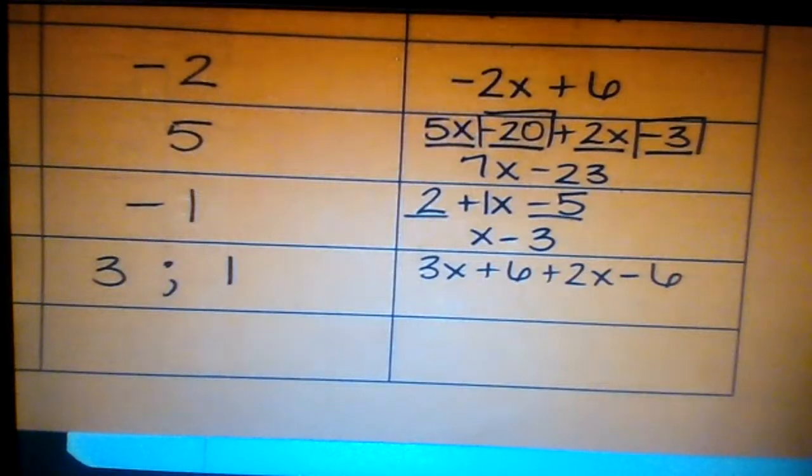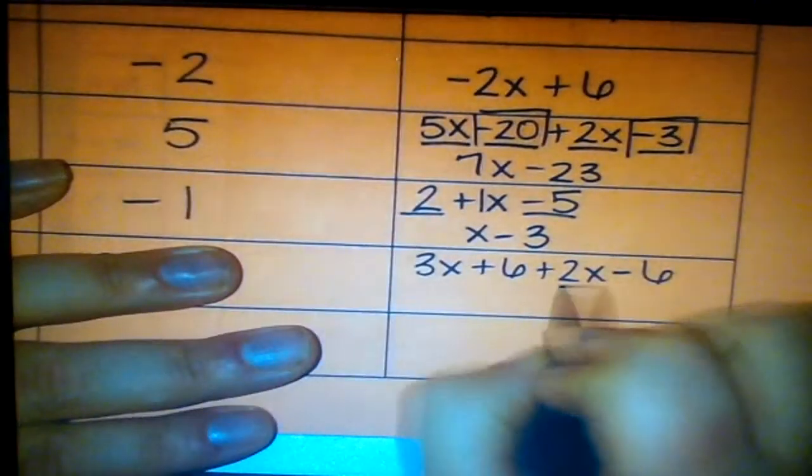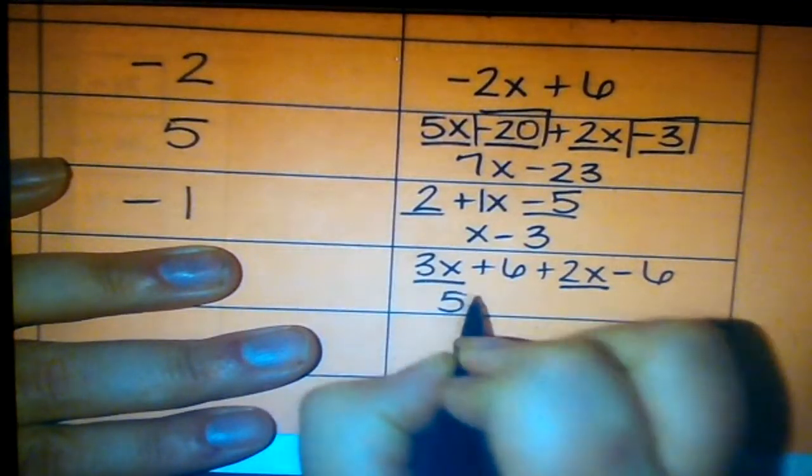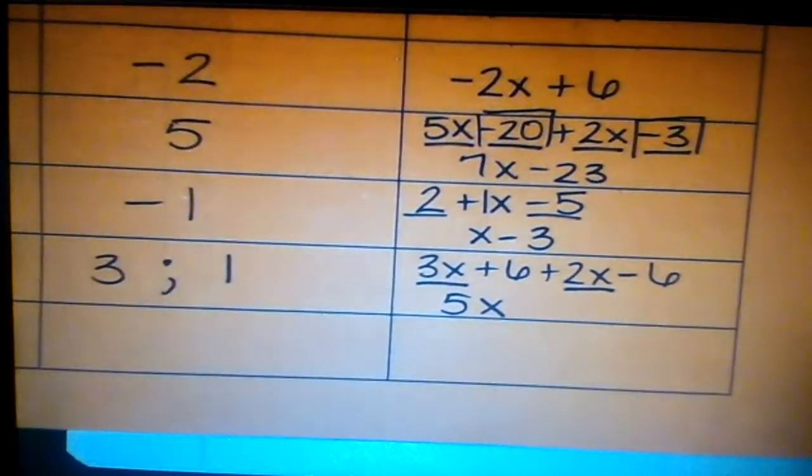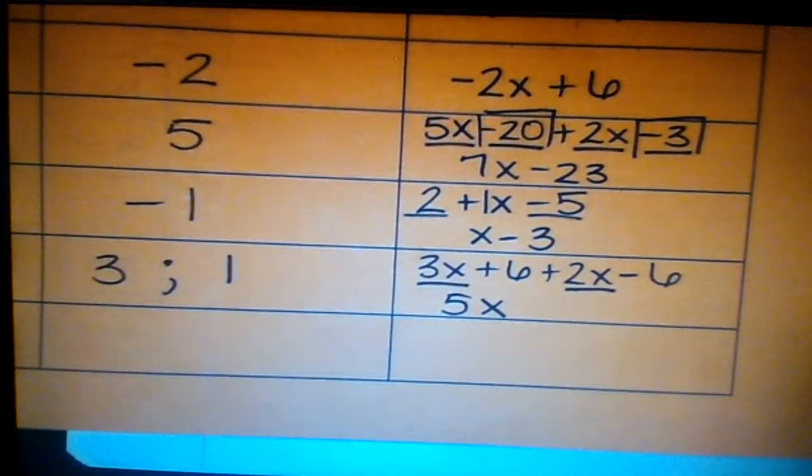Brenda, what goes together here? The 3x and the 2x. 3x and 2x gives me what? 5x. What else goes together, Miss L? The 6 and the -6. And what happens to that?